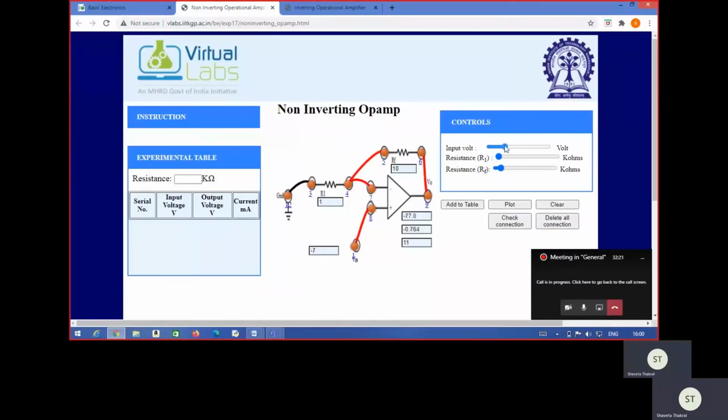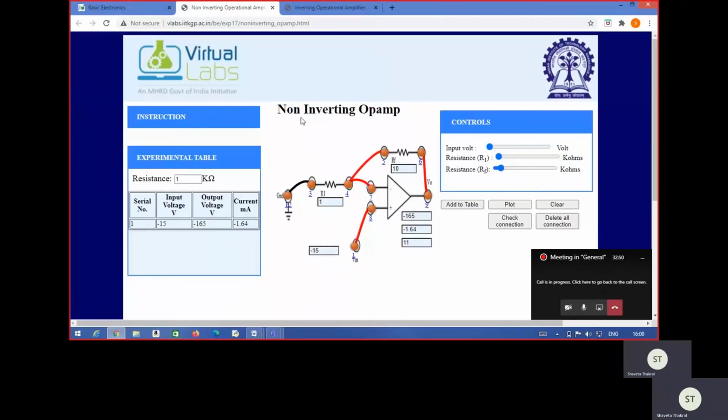So let's start with the input voltage of minus 15 volt. We have to see at minus 15 volt what output is coming. So when we click on add to table, we get the output voltage here. And what is the relation between the input voltage and the output voltage? Input voltage multiplied by gain is equal to output voltage.